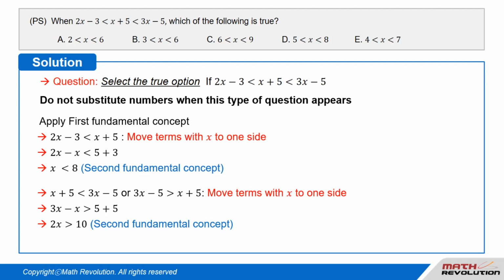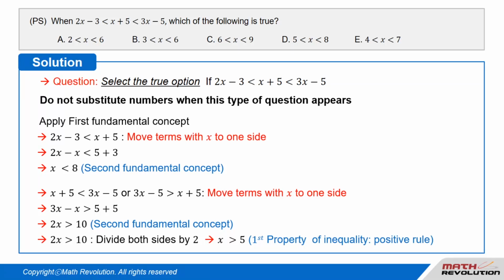x + 5 is less than 3x - 5, or 3x - 5 is greater than x + 5. We can move the terms containing x to one side, thus 3x - x is greater than 5 + 5, and we get 2x is greater than 10 by the second fundamental concept in inequality. Also, when both sides of the inequality are divided by 2, we get x is greater than 5 by the first property of inequality, which is the positive rule in inequality.